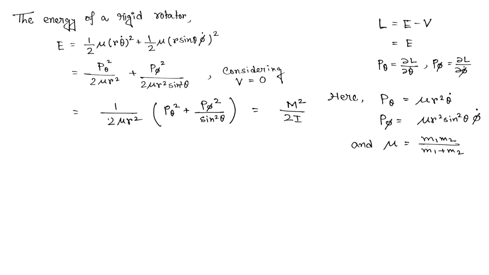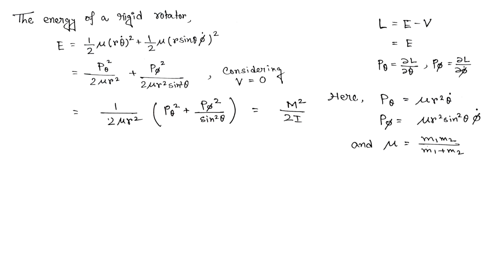That value we have used here in the energy equation, and mu, as I have already told you, is the reduced mass, m1 m2 by m1 plus m2. Now if you solve the equation, you will basically get m square by 2I. Now, what is m square?